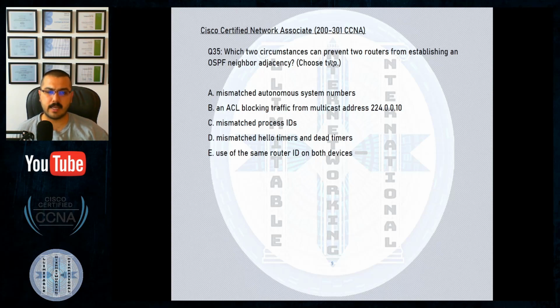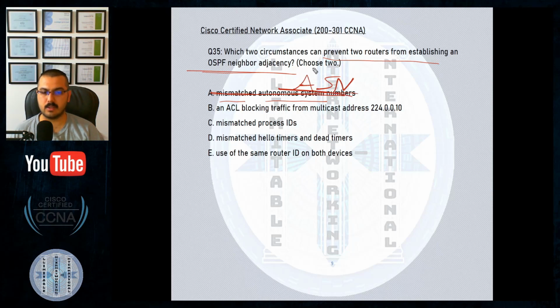35. Which 2 circumstances can prevent 2 routers from establishing an OSPF neighbor adjacency? Why would that happen? Number 1, a mismatched autonomous system number. OSPF does not use autonomous system numbers. This is for EIGRP and BGP, so this is nonsense.